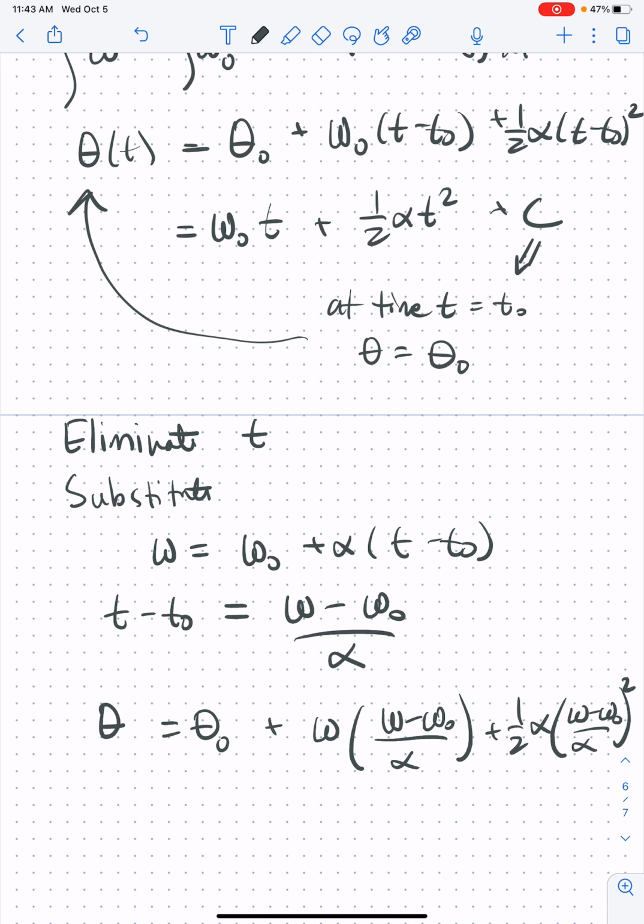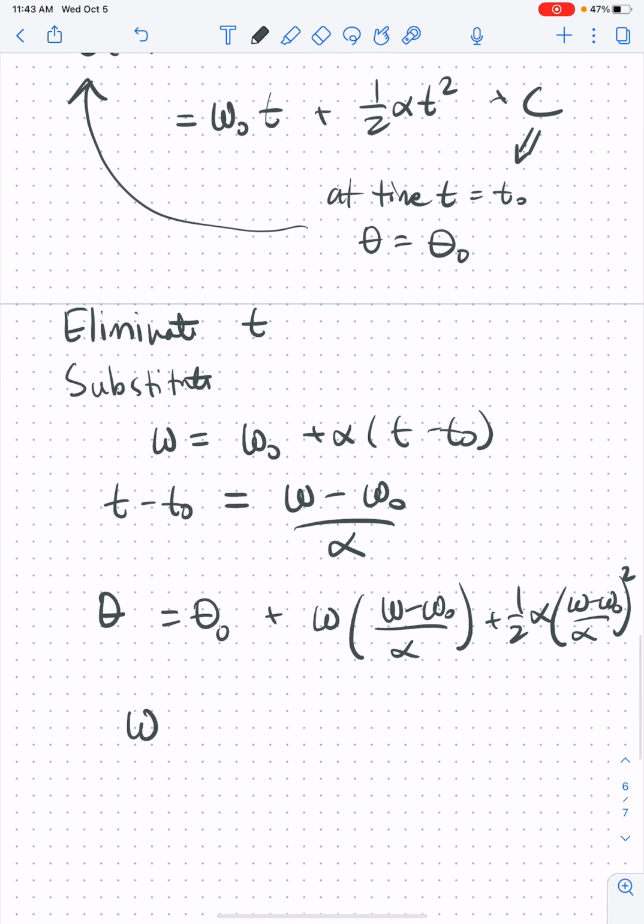We can rearrange that to get our last kinematic equation. I'm not going to show the details of this algebra here, but this would be the result. And all this derivation should look very familiar. It's very similar to how we derived the linear kinematic equations before. Okie doke.